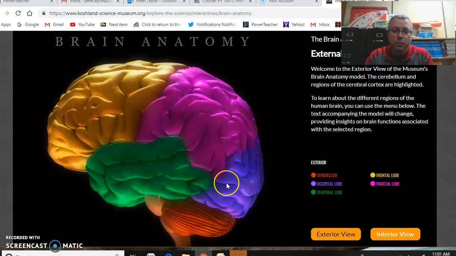Association areas are where sensations turn into perceptions. Your images are put together to form one image that means something right here, and same thing with all your senses. By the way, all your senses go through the thalamus except for smell. Smell goes directly to the brain, which is around here somewhere.